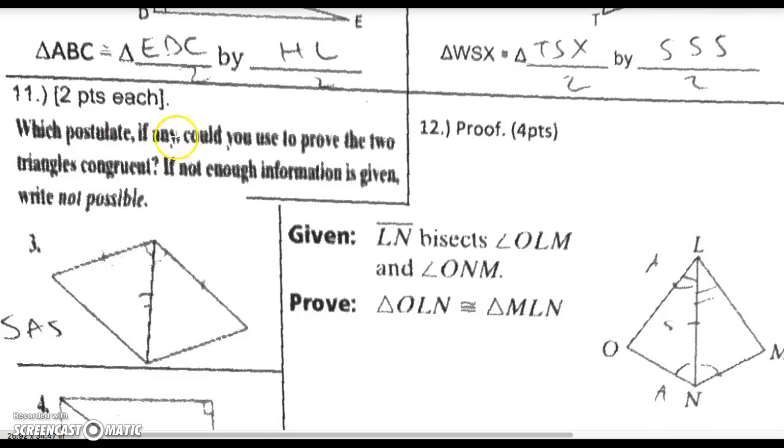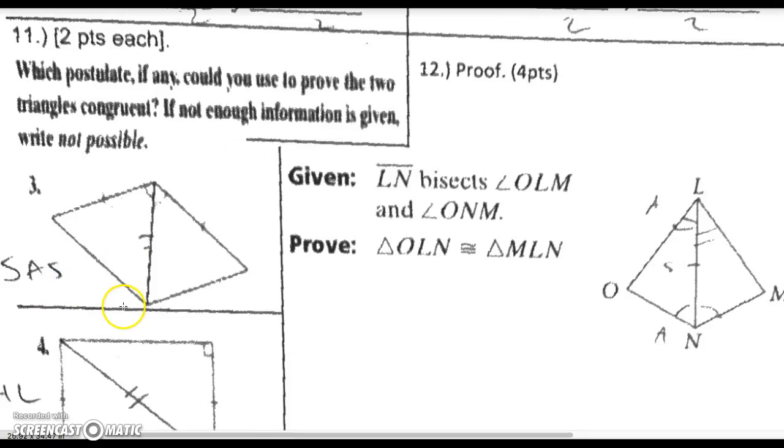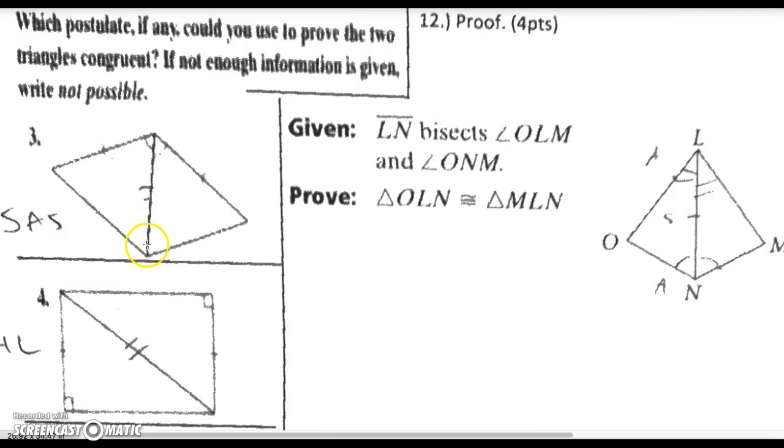Question number 11 is the directions for all these questions down here on the left side. Which postulate, if any, could you use to prove the two triangles congruent? If not enough information is given, write not possible. The marks didn't really show up well in mine. This one is SAS. I'm assuming over here it should be SAS as well.